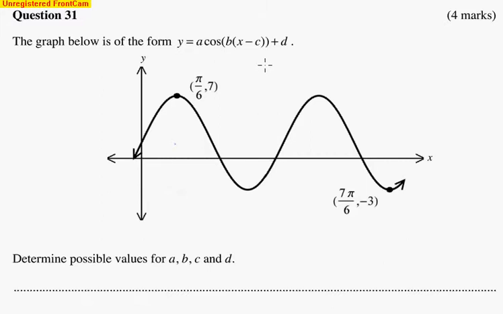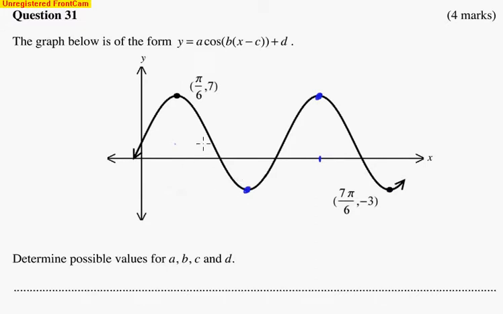Okay, I think I will start with the period of this curve. If I were to start at the point pi on 6, the period would be up until this point here, but I don't have this value on the x-axis, so I can't see straight away what the period is. I do, however, know this point over here, and I'll use the symmetry properties of the cosine curve to find out the period.